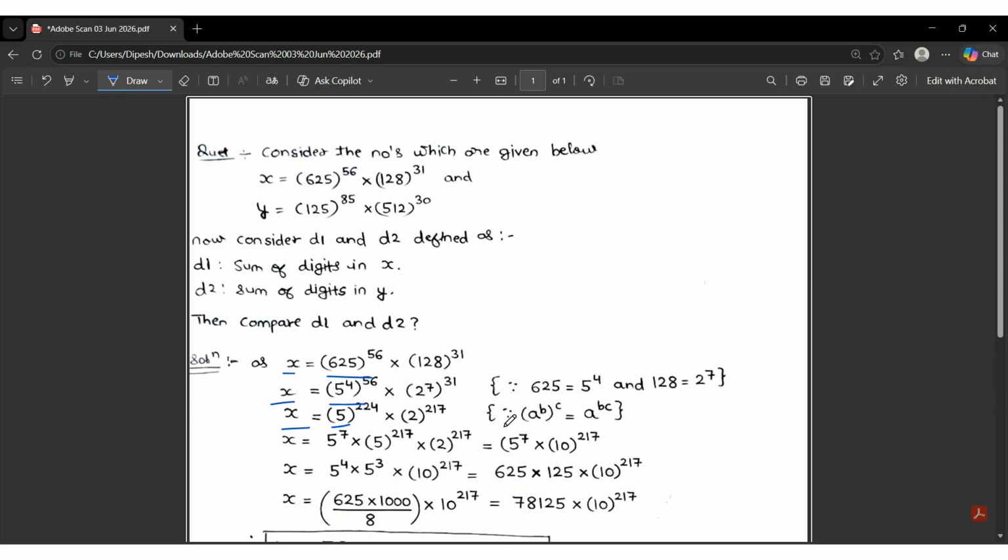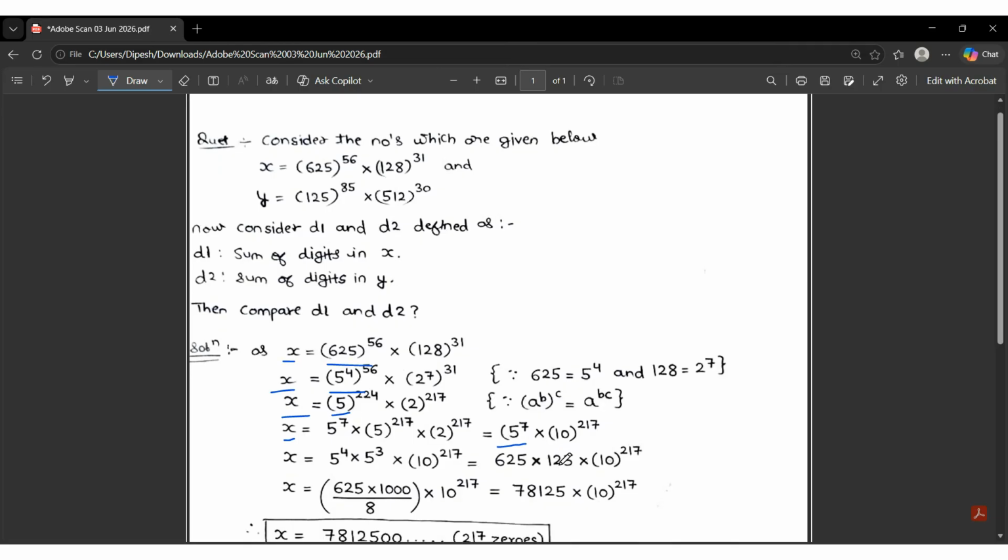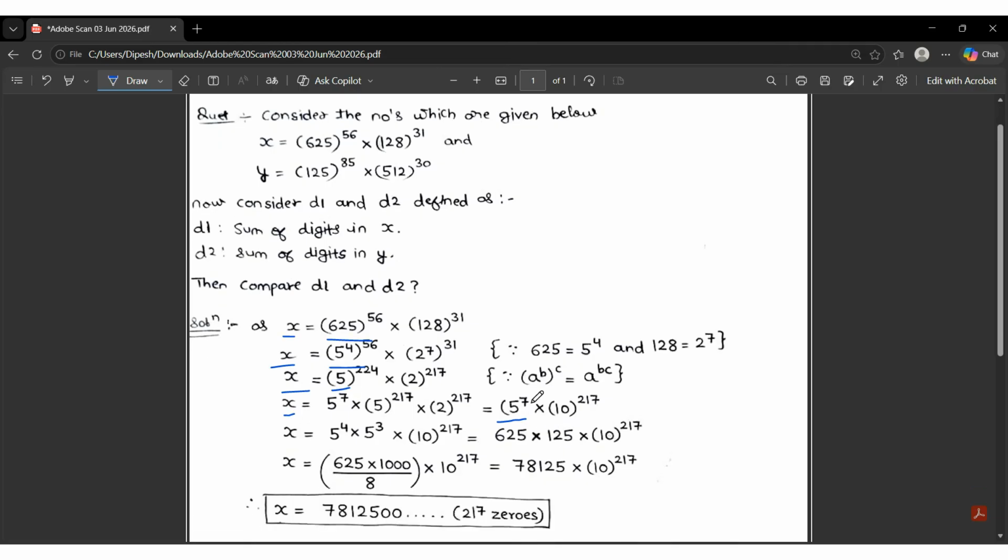Now, x clearly has 217 powers of 2 and more powers of 5. The 217 powers of 5 can be combined with 217 powers of 2 to form 217 powers of 10, which is written here, and 7 powers of 5 are remaining. Now, the resulting number x is equal to 5 raised to power 7 multiplied by 10 raised to power 217. Now split 5 raised to power 7 into two constituent powers: 5 raised to power 4 multiplied by 5 raised to power 3, multiplied by 10 raised to power 217, which is common.